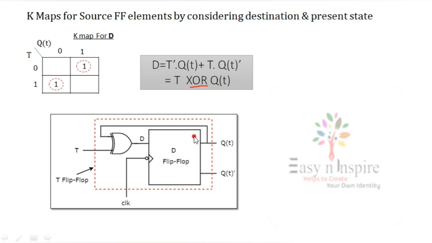So this is my T flip-flop. D input is equal to T XOR Q of t. Q of t is nothing but the present state output. So see, this is the feedback given to the XOR gate. T XOR Q of t, that is nothing but D. This is my T flip-flop designed from D. So D to T conversion is completed.